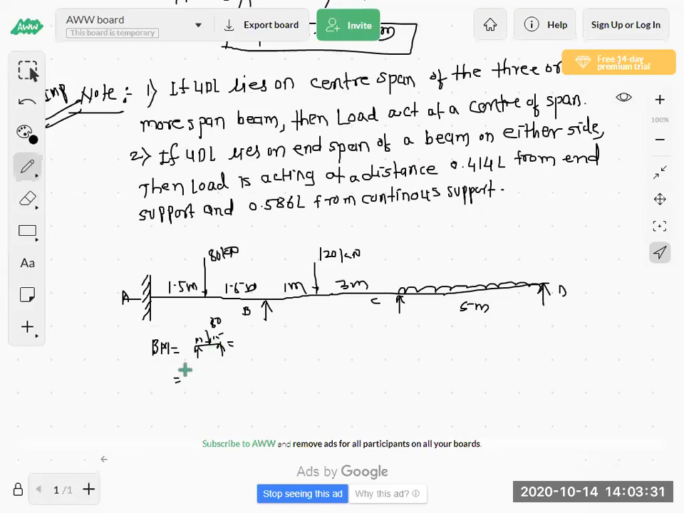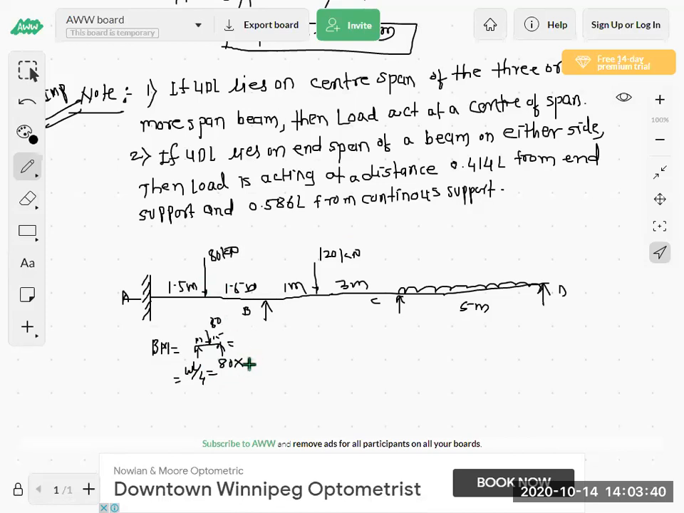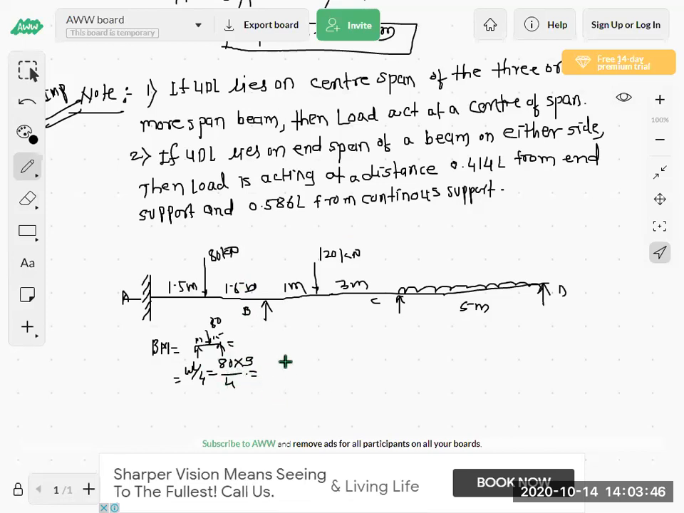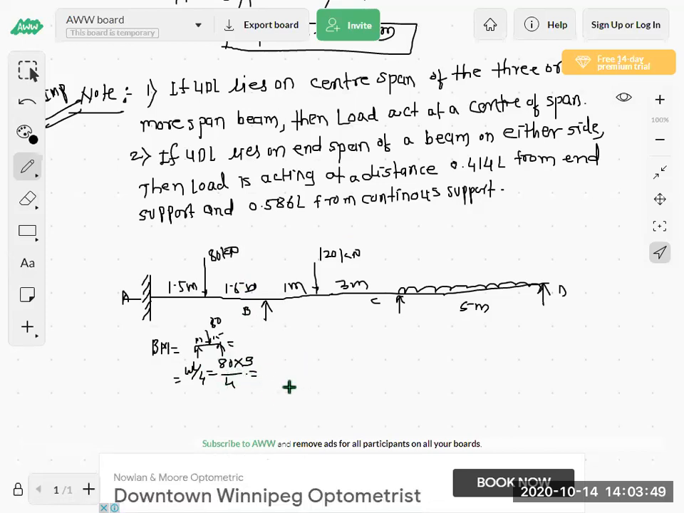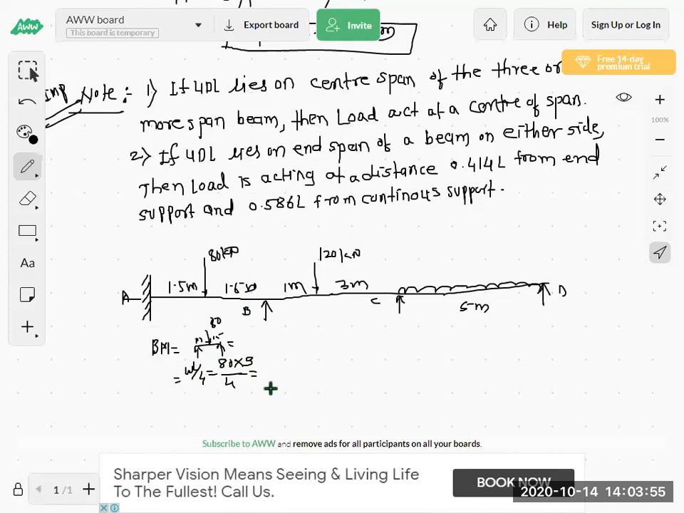WL/4 is the elastic bending moment. So W, what is W? 80, into L. L is 1.5, it means 3 meter, divided by 4. So how much elastic bending moment here? Actually, elastic bending moment and plastic bending moment will overlap here.